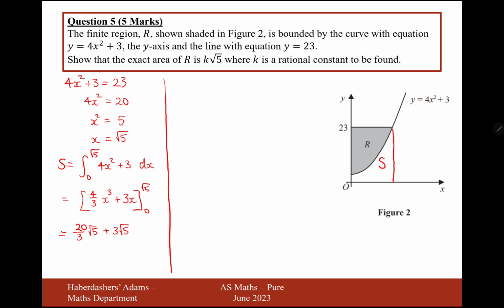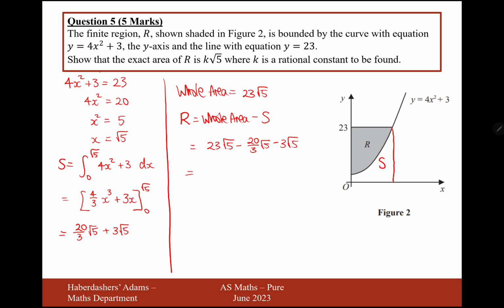Now we're going to work out the whole area. To work out the whole area, it's going to be base times height, so that's going to be 23 times root 5. And then to work out R finally, we're going to do the whole area, subtract the region S, so 23 root 5 minus 20/3 root 5, and take away the 3 root 5.